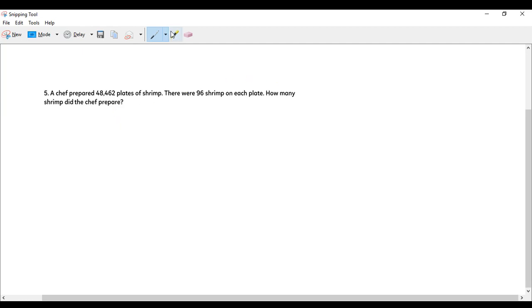All right, so like I said, I like to kind of picture what this looks like. 48,462 plates. So I'm picturing a lot of plates. And on each plate, there's 96 shrimp. So we're talking about a lot of shrimp. So we should be getting a pretty big number here. So let's go ahead and underline the important information. A chef prepared 48,462 plates. On each plate, there was 96 shrimp, and we're trying to figure out how many shrimp did the chef prepare. So we're going to start by setting up our problem.